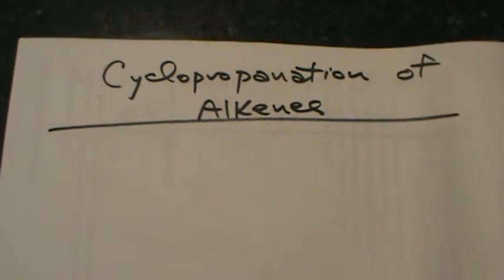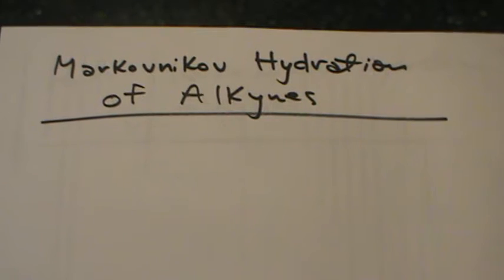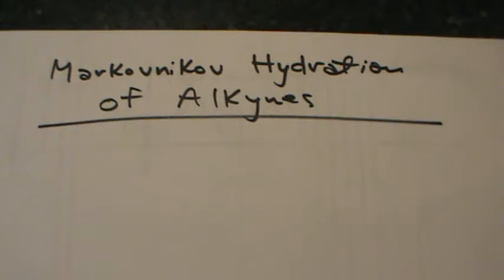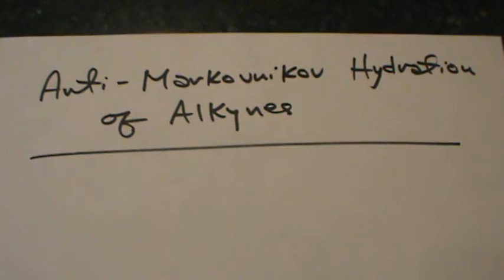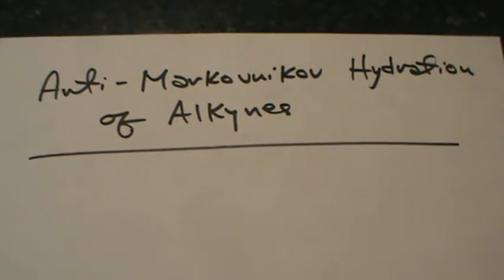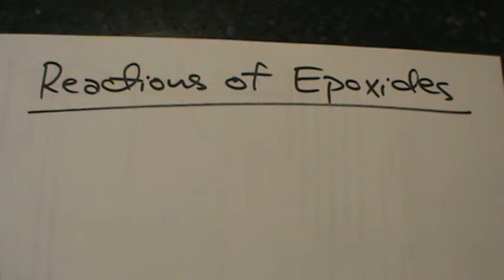followed by cyclopropanation reactions of alkenes, and finally, two different types of hydrations of alkynes, a Markovnikov hydration of alkynes, and then lastly, an anti-Markovnikov hydration of alkynes. So that'll be the order of the reactions that we cover. Let's go back to reactions of epoxides.